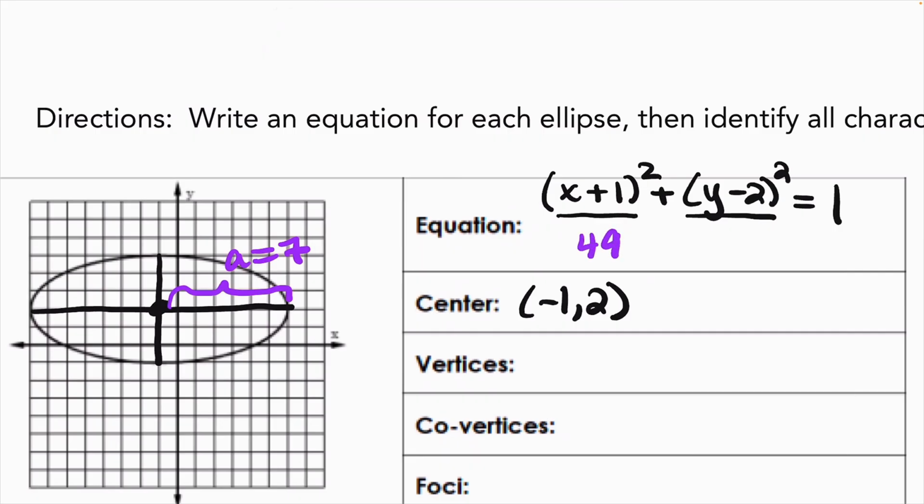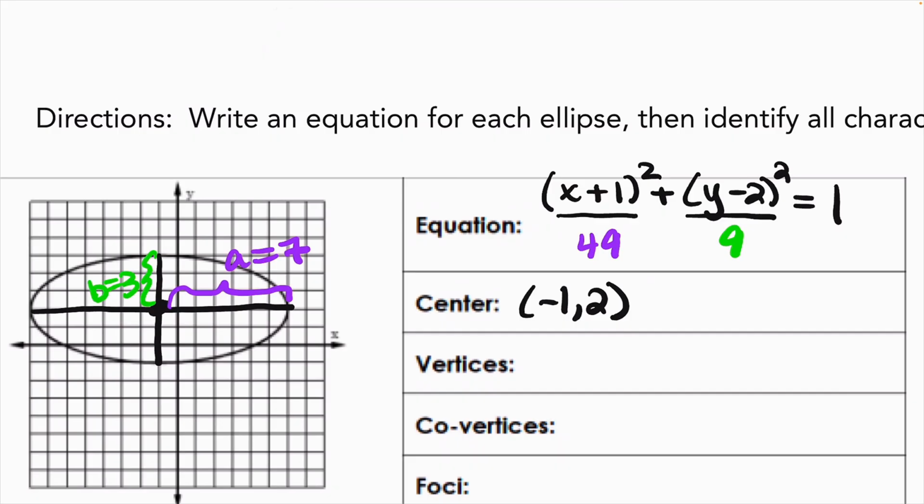And again, it goes under x squared because of the way that the ellipse is drawn. It's longer horizontally, okay? So then the distance from the center to the co-vertex, that's my B value, so I can see that that's 3. Again, square that number to put it into the equation, and now you have your equations.